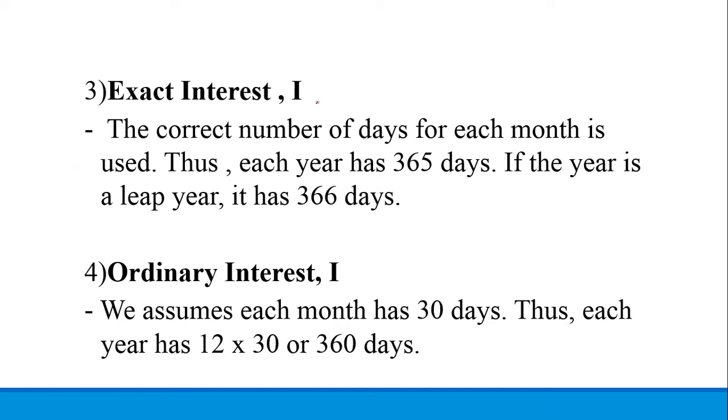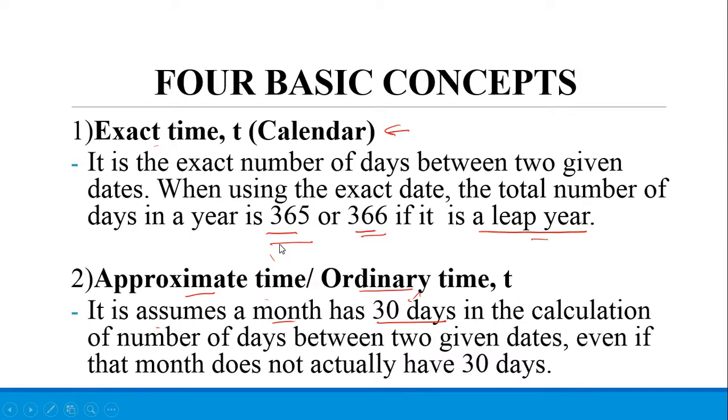Exact interest: we assume that 1 year has 365 days, or 366 days for a leap year. Similarly, use a calendar. For ordinary interest, we assume that a month has 30 days, so 1 year has about 360 days. Please make sure you don't make a mistake.